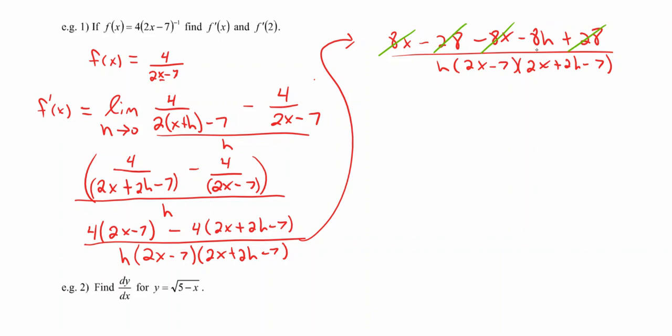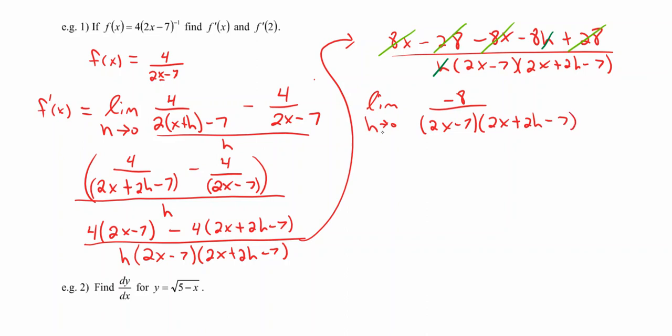Because all I would have up there is that top term. So I'm just going to cancel h with h, right? And there you go. Now we should be good to take the limit of this, right? So I'm going to write it out one more time. So we'd say the limit as h approaches 0 of, and then all I have left is negative 8 over, and then the bottom here, right? (2x minus 7)(2x plus 2h minus 7).